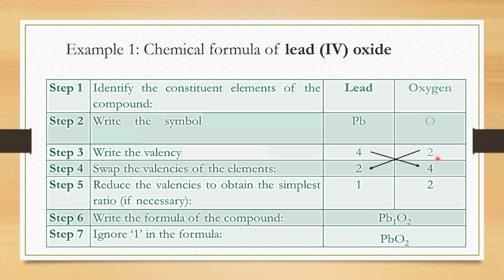On swapping the valencies, lead obtains the value 2, oxygen obtains the value 4. Now, the simplest ratio becomes 1:2. The formula of lead 4 oxide is therefore Pb1O2. Ignoring the 1 in the formula, we obtain PbO2.